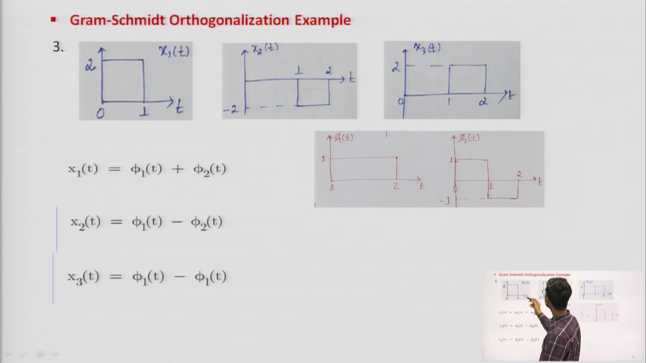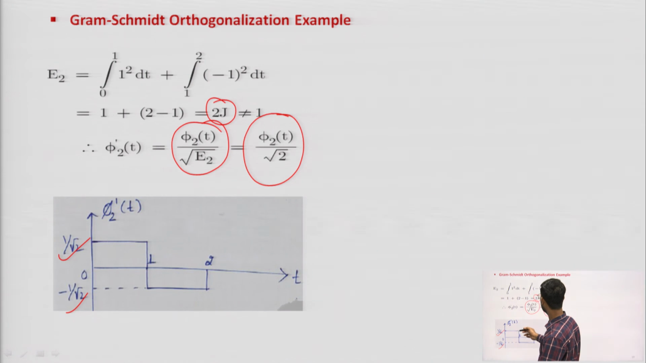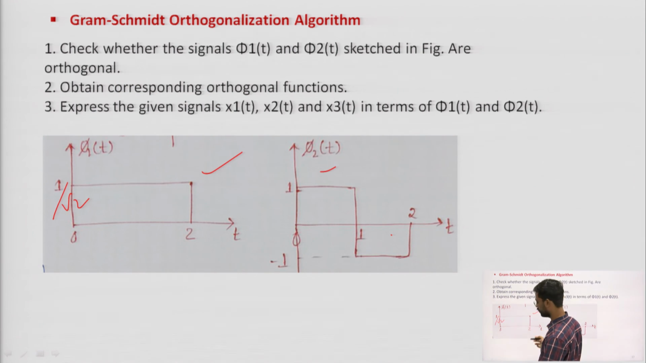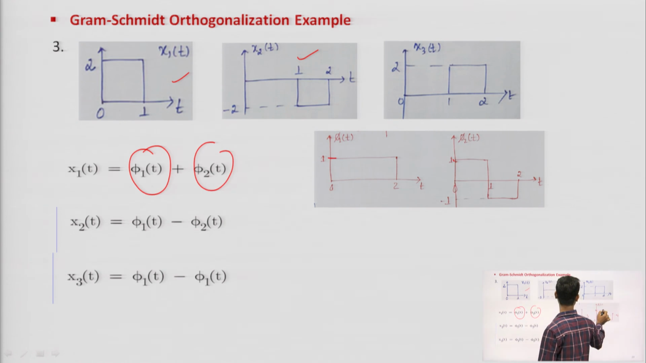The last part is that I have been given x1(t), x2(t) and x3(t), and I have to write them in terms of phi 1(t) and phi 2(t). So I can write x1(t) as phi 1(t) plus phi 2(t). This is 1 plus 1, the two terms, and in the other part, 1 and minus 1 will cancel out and it will be 0.